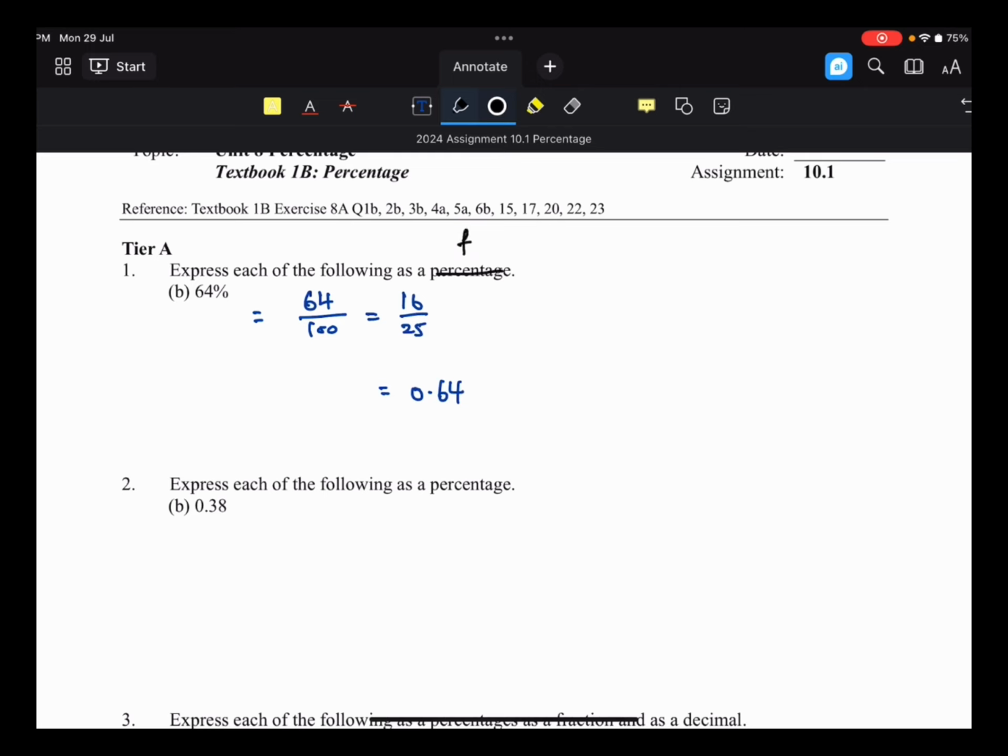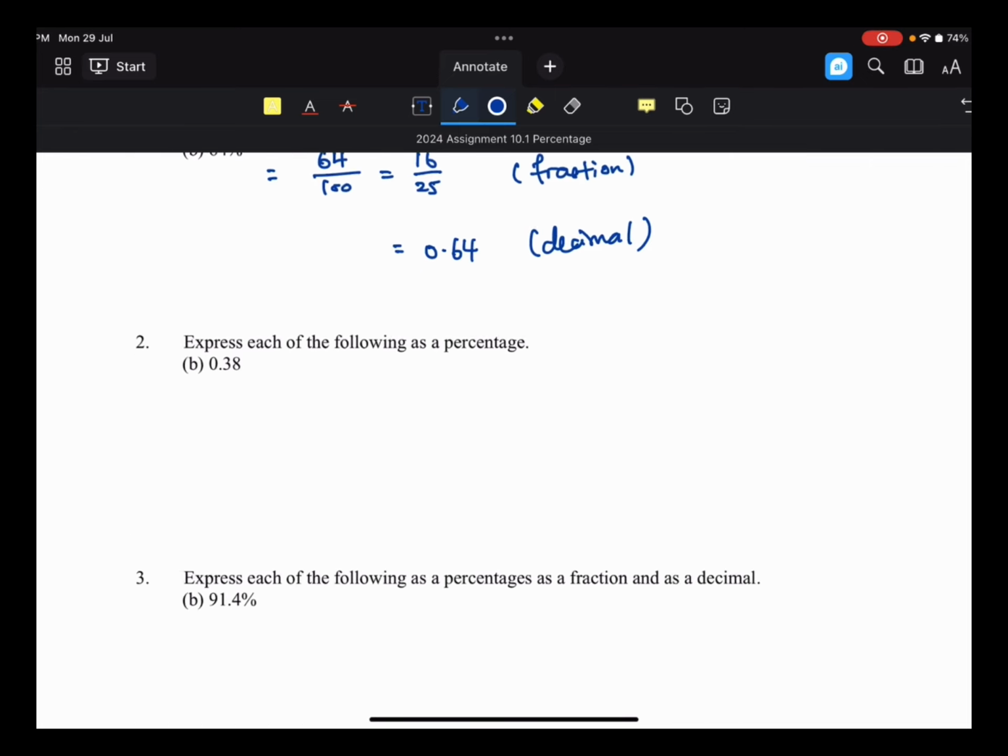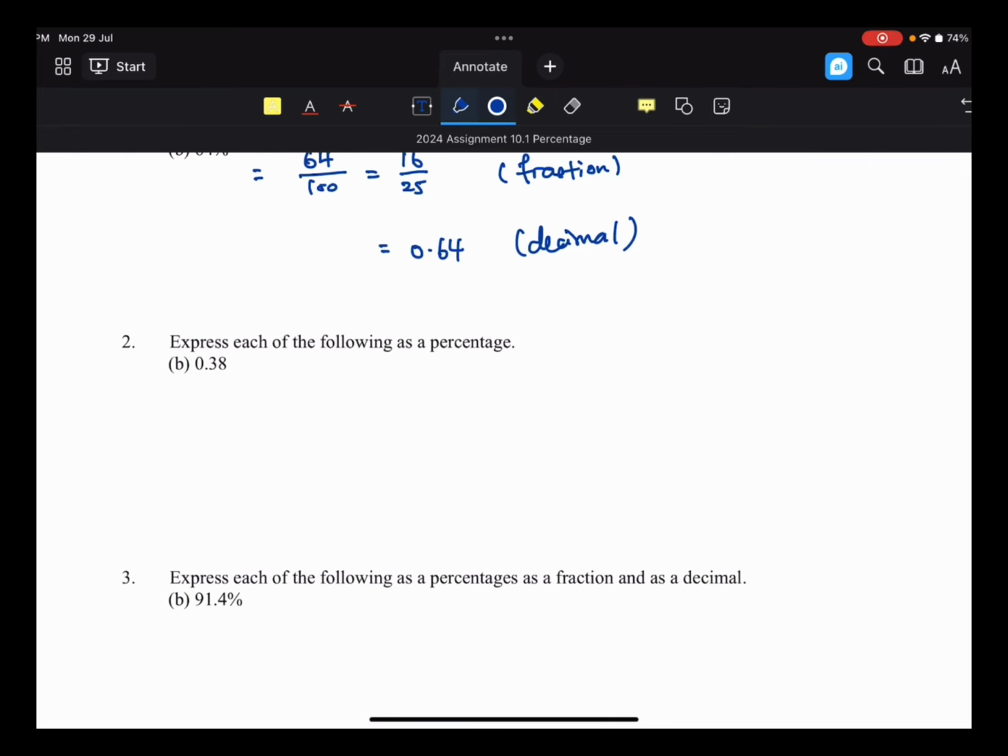As a fraction and decimal. Let's change that, right? So this is fraction, this is decimal. Now, how about the other way around? 0.38, how do I get that into a percentage? Well, this will simply be 38 over 100, okay? That will be equal to 38%.